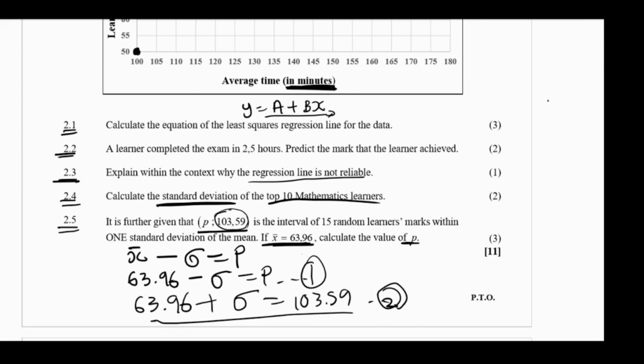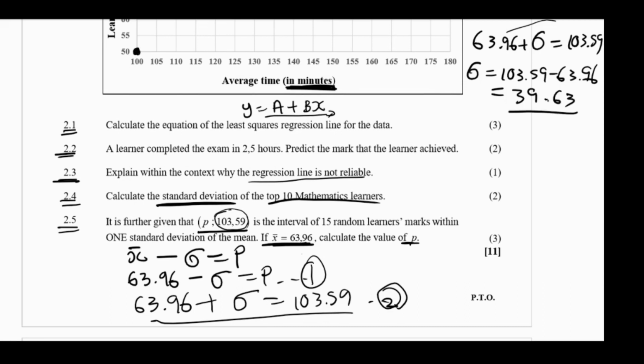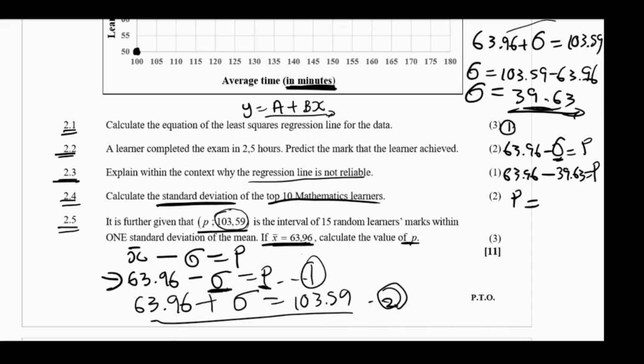So let's first solve equation 2 because we have everything. 63.96 plus this standard deviation is equal to 103.59, right? Transpose the 63.96 to the other side, you have standard deviation is equal to 103.59 minus 63.96, and the answer you're supposed to get here is 39.63. Then you go back to your equation 1. You want to find the value of p. In equation 1, it's 63.96 minus the standard deviation, which we found to be 39.63, is equal to p. When you subtract these two numbers, you're supposed to get 24.33. So that is the answer for p.